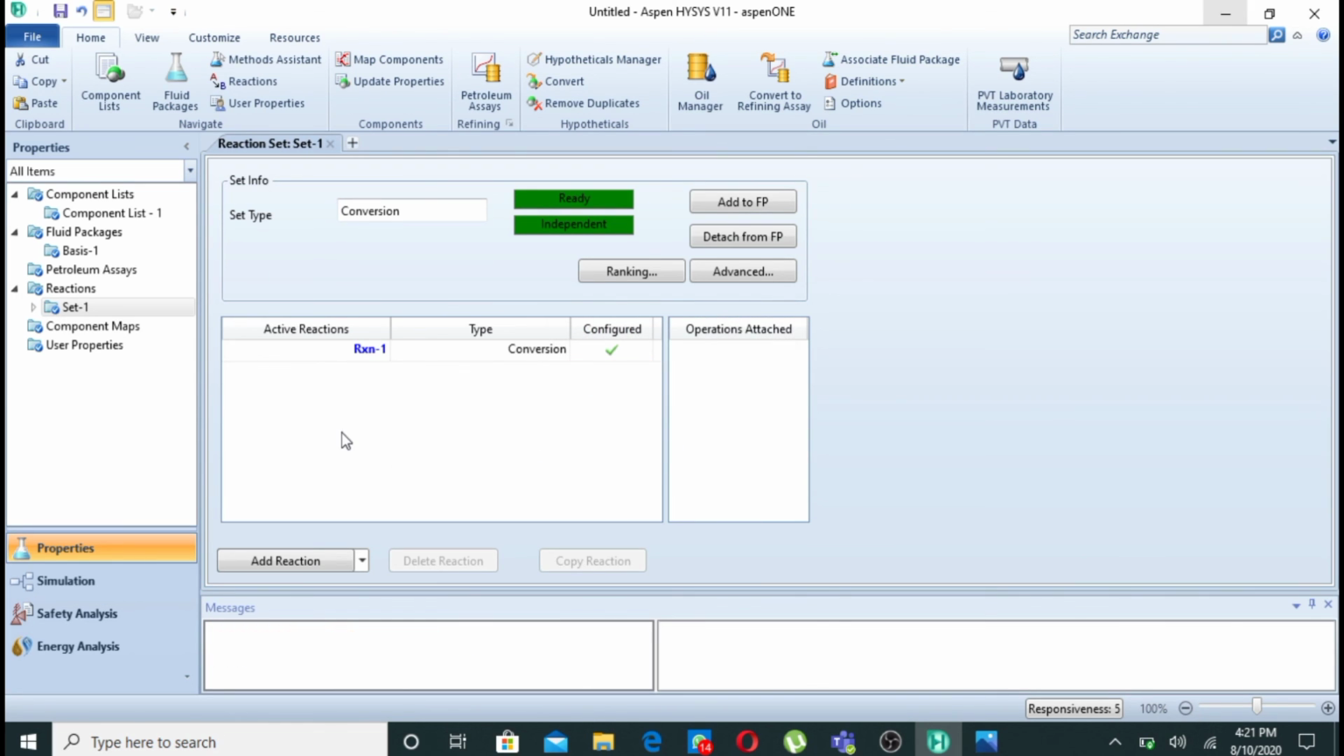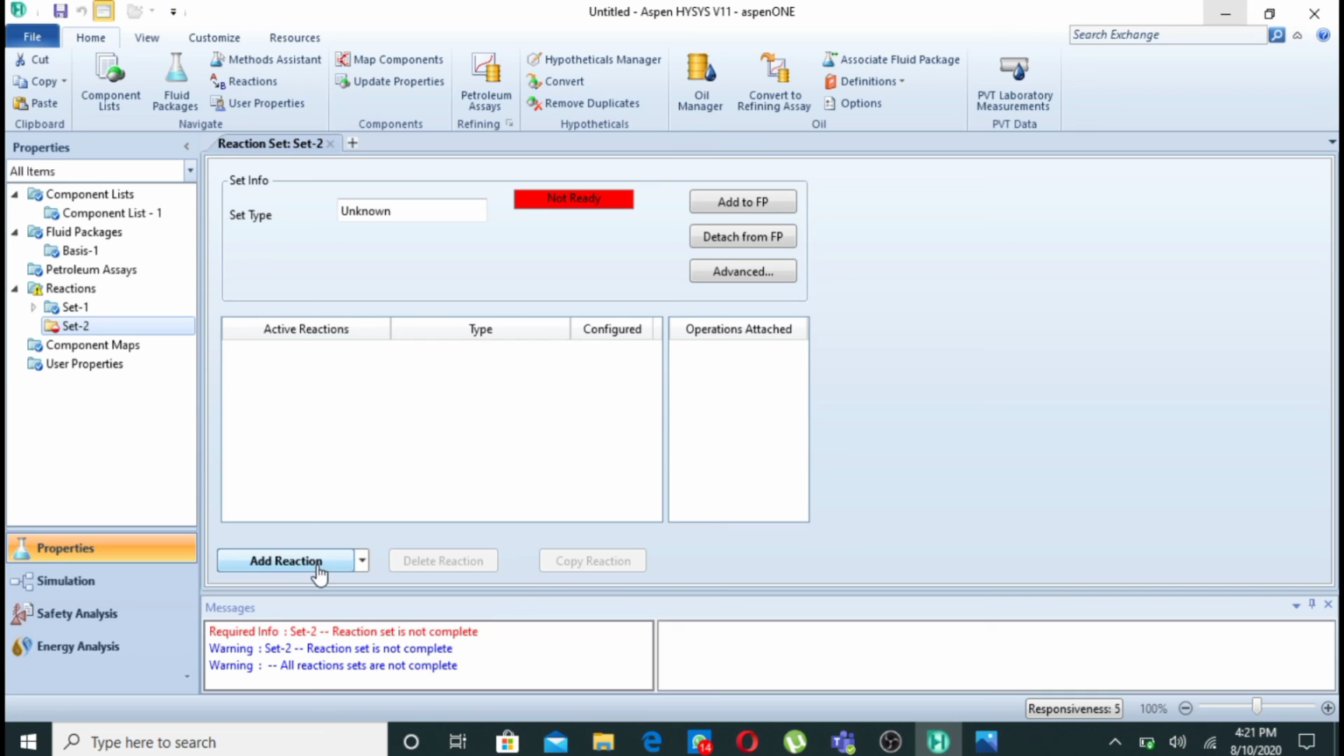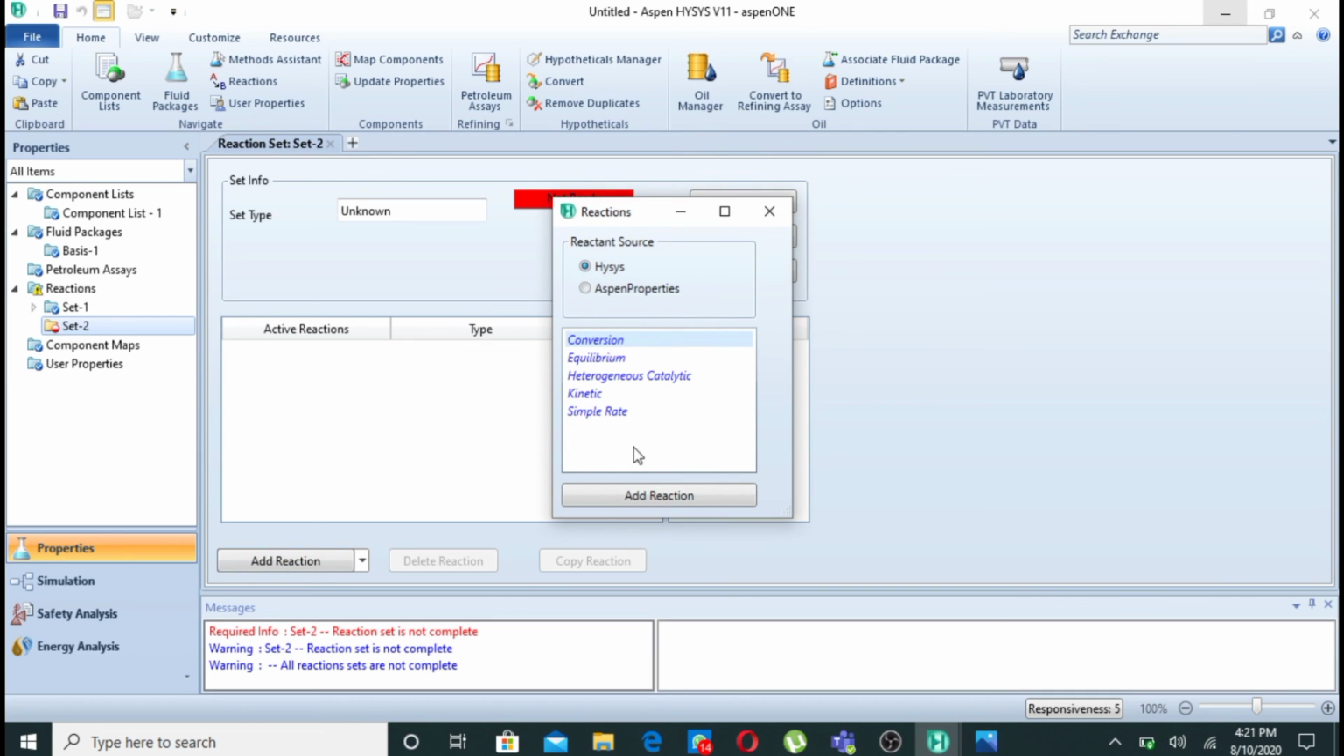For adding the second, we have to add another set of reactions for another conversion reactor, because there are two conversion reactors in this problem. So I will add these reactions, and from set 1 I will add another set 2. After this set 2, I will add the other reaction, that is sulfur dioxide converted to sulfur trioxide.